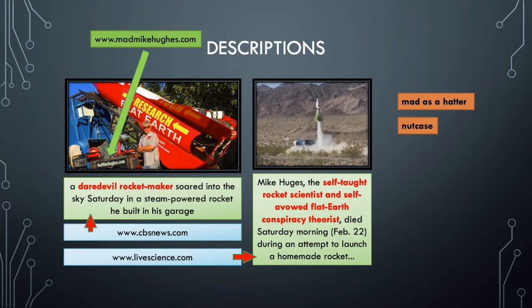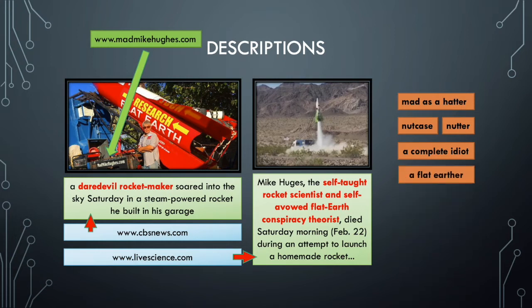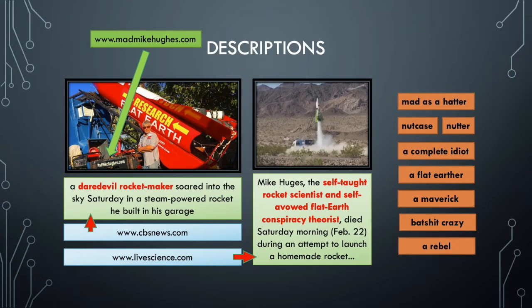Maybe not Nutcase, which is an alternative that is obviously disparaging, or Nutter, also derogatory. He's a complete idiot would be colloquial, and needless to say, offensive. He's a flat earther. That is a rather neutral description, because that's what he was. A maverick can even strike a positive note. Batshit crazy is obviously quite slangy, and it's offensive. And finally, a rebel.